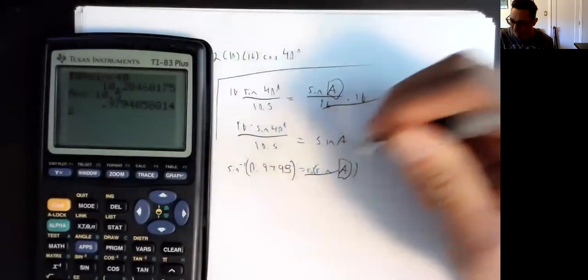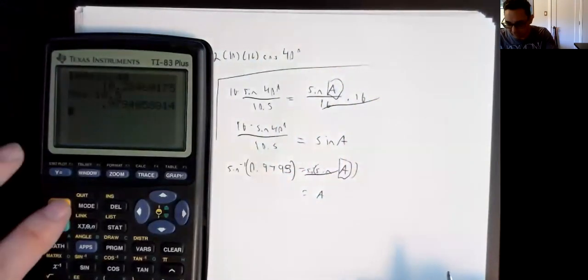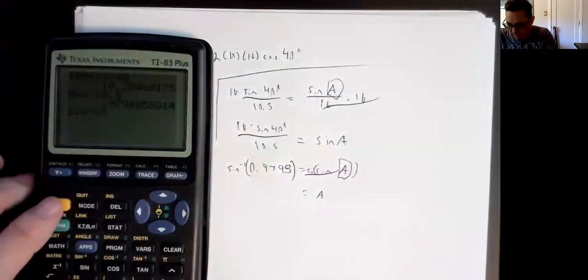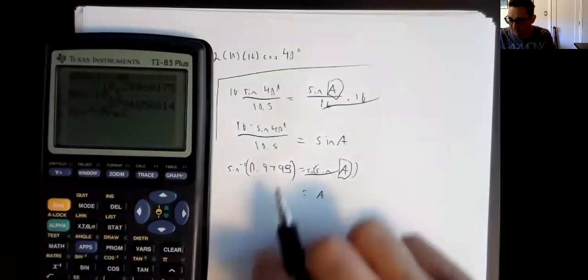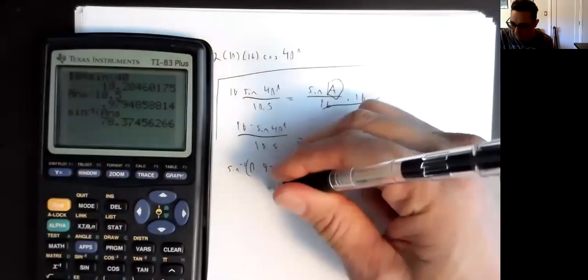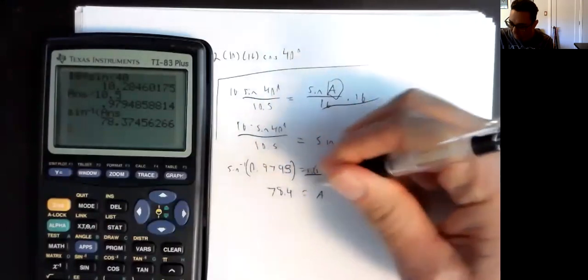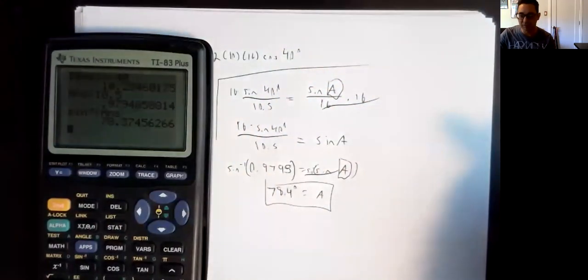And sine and inverse sine cancel. So A is going to equal the inverse sine of that. I'm going to use the answer button so I get more exact, because then it won't round it. If you round it, that's fine too. Just know that your answer might be off by a decimal place or so, but I got 78.37. I'll round it to 78.4. And this is an angle, so it's in degrees. All right, so 78.4 degrees.